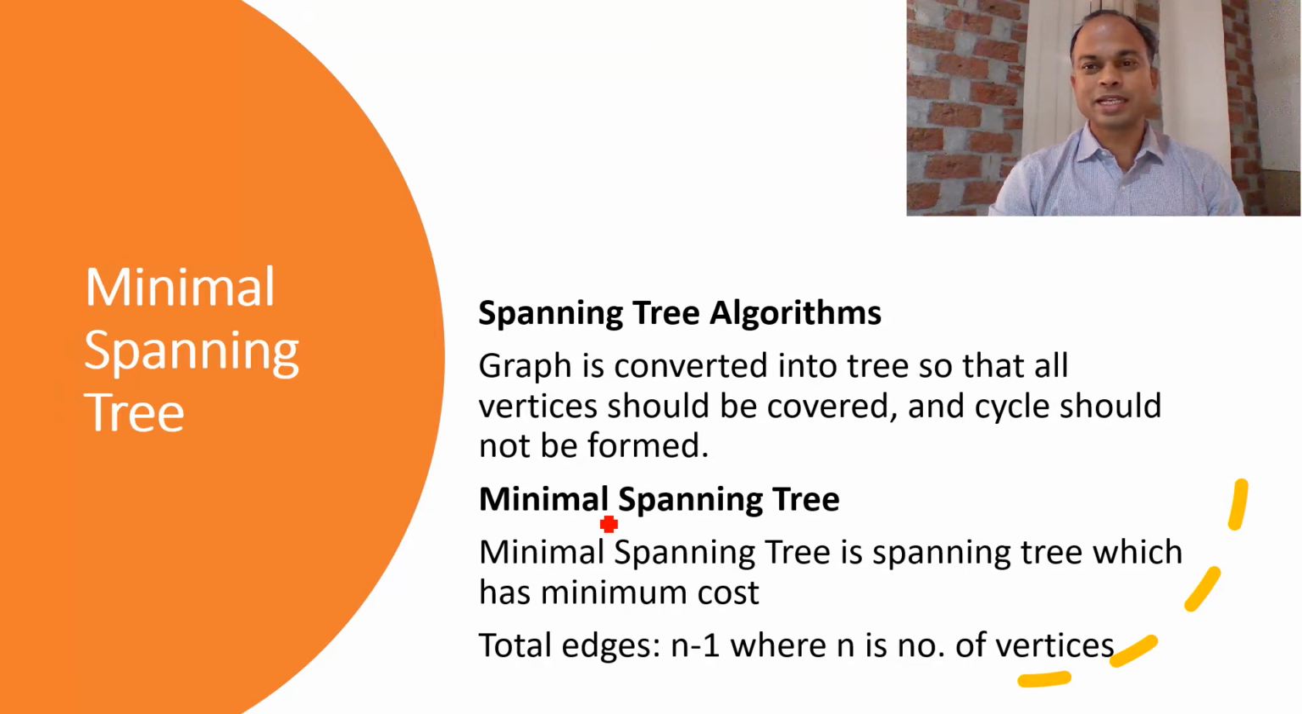For the spanning tree or minimal spanning tree, we need n minus 1 number of edges if n number of vertices are given so that cycle should not be formed.